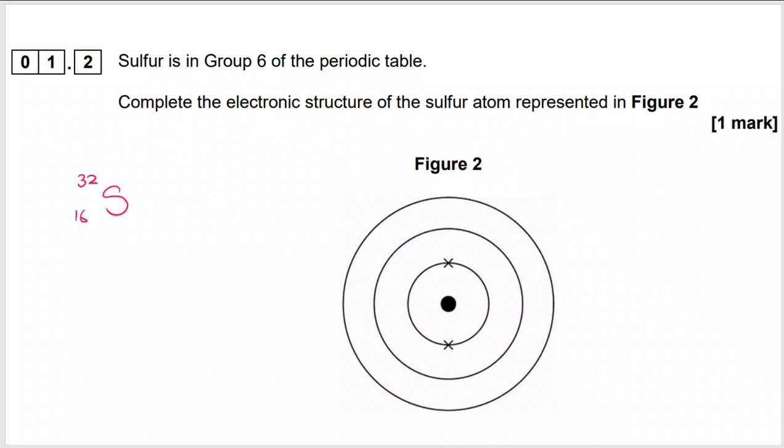At GCSE, we don't go beyond 2 in the fourth energy level. But if I've got 16, I've got 2 on the first shell, that means I'm going to fill the second shell with all 8 of them, and I've got 6 left. And again, a quick check that you can always do: sulfur is in group 6, that means it has 6 electrons on its outer shell. If you don't have 6 on there, it's gone wrong somewhere.